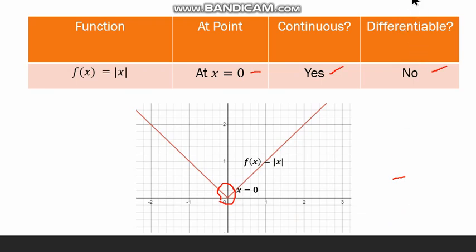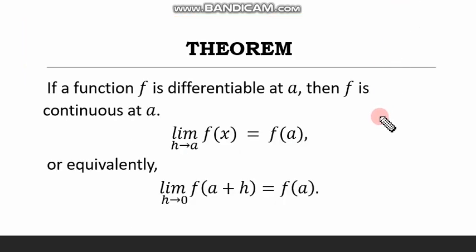Here are the things that we need to remember. According to the theorem, if a function f is differentiable at a point a, then f is continuous at a. So the limit of f of x as x approaches a is equal to f of a, which is equivalent to the limit of f of a plus h as h approaches 0 is equal to f of a. So once again, if our function is differentiable, then it is also continuous at that point.